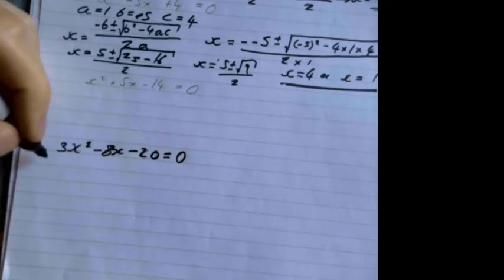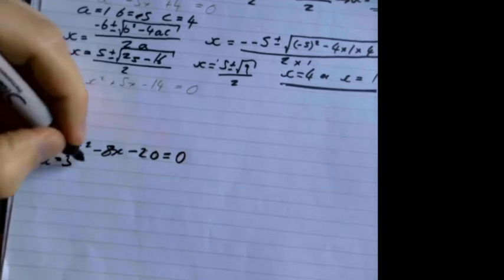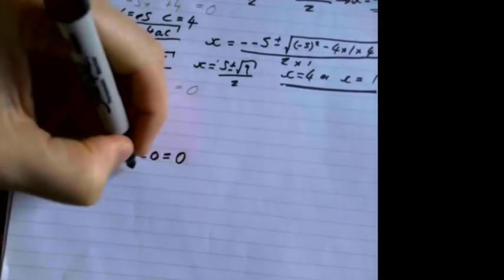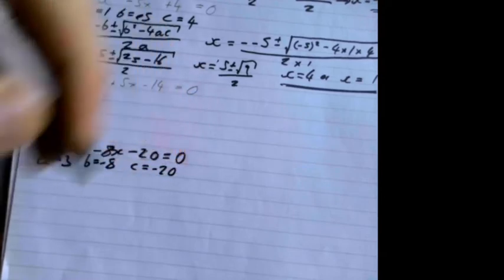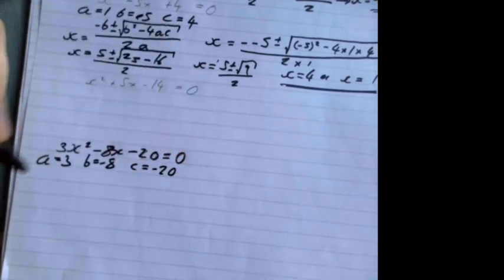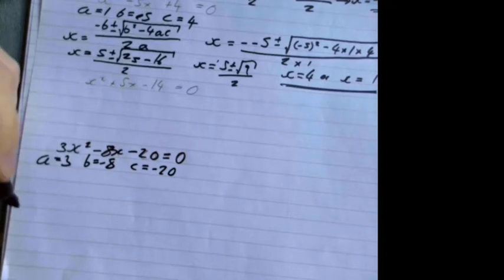Right, well done if you said a is equal to 3, b is equal to negative 8, c is equal to negative 20. What do we do next? We write out the quadratic formula. Have a go at writing down, closing the screen, what the quadratic formula is.